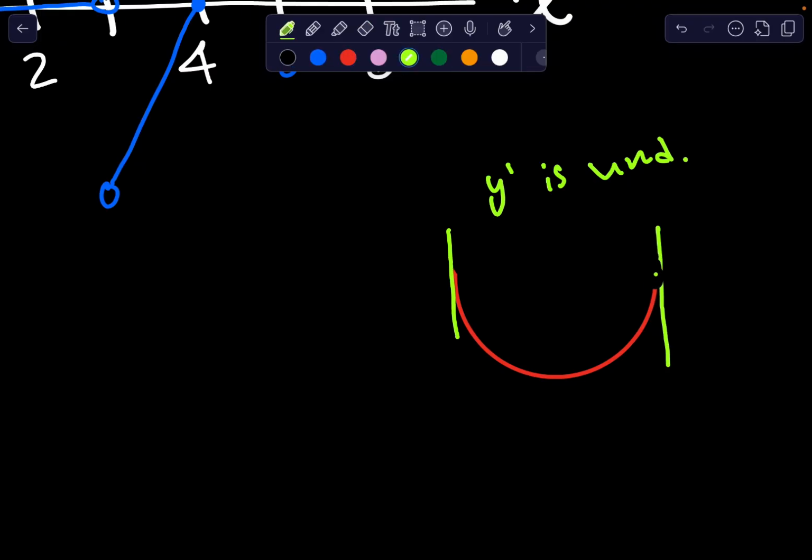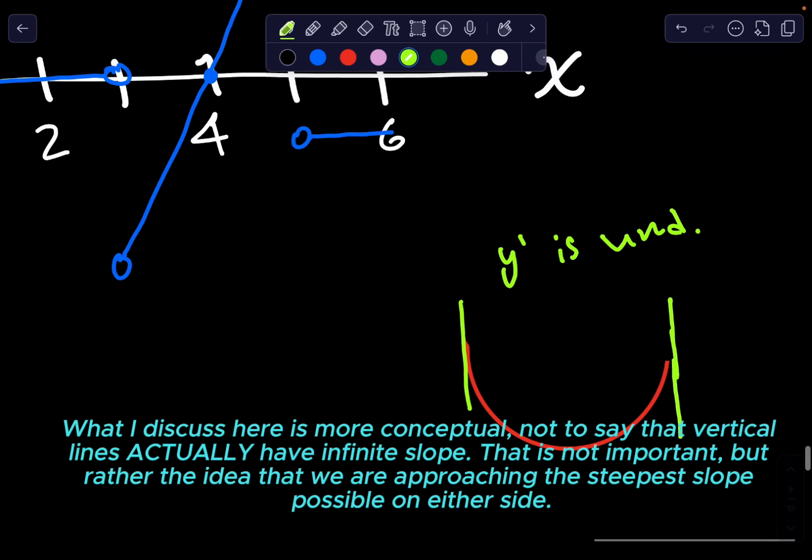We are going to have these points where it's undefined, meaning we're going to go off to infinity. We're going to need an asymptote to accurately represent this. And let's take a look. So let's look at the right side.